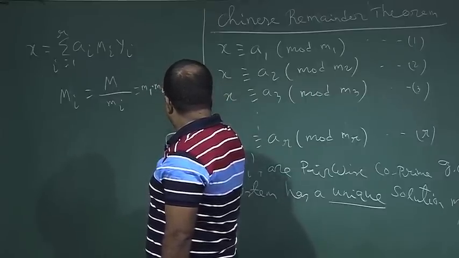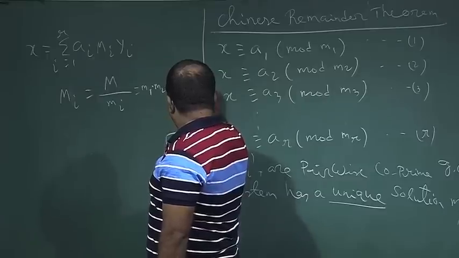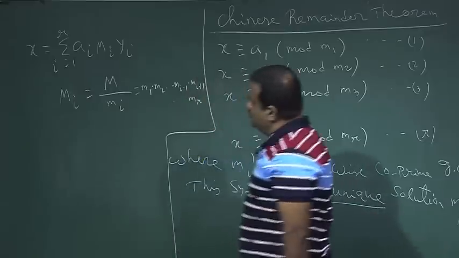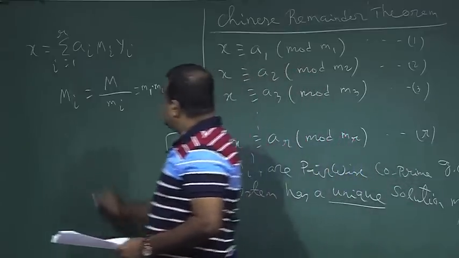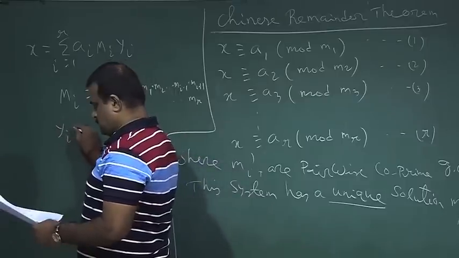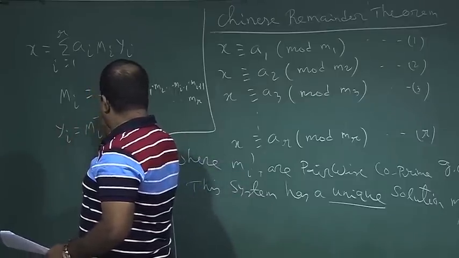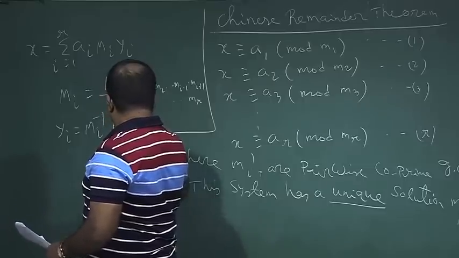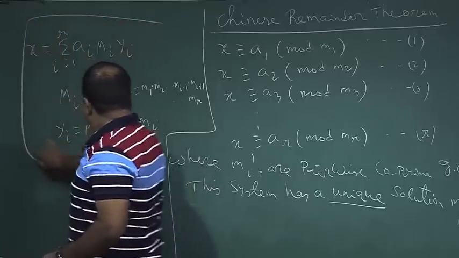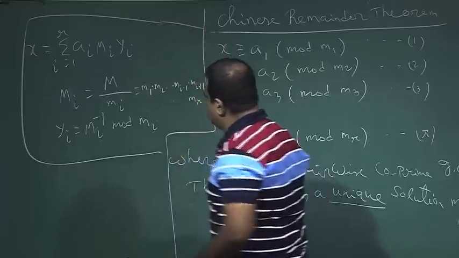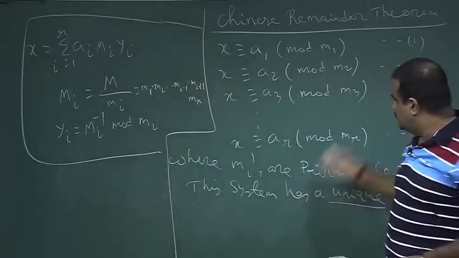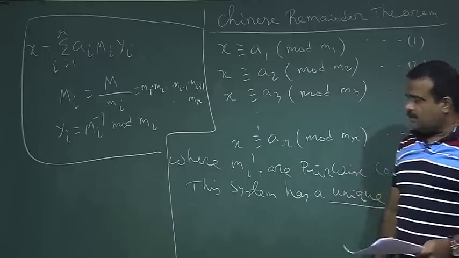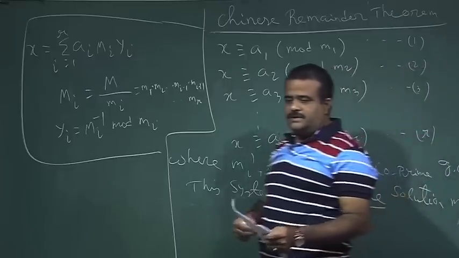So, m_{i-1}, then m_{i+1}, dot dot dot m_i. So, m_i is missing here, okay. And y_i basically, this m_i inverse mod m_i. So, this is the solution of this system of equations. Okay. This system of equations has a unique solution, this is the solution. Okay. Now, the question is how we can execute this.